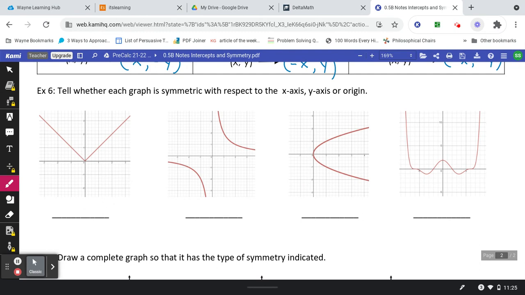You can always try drawing the axes in and see which one cuts the graph in half. So here I notice the same thing on the right and the left, which means the y-axis would cut it down the middle. This one I have the same thing in one corner as the opposite corner, so that's a reflection diagonally. So that would be origin. This graph, the x-axis cuts it down the center. And this one, this graph looks the same on the right as it does on the left. So that's going to be y-axis.